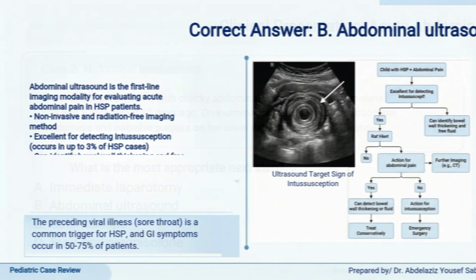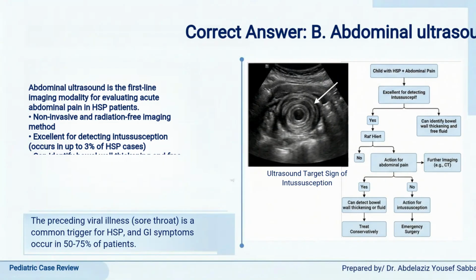The correct answer is option B, abdominal ultrasound. Abdominal ultrasound is the first-line imaging modality for evaluating acute abdominal pain in patients with Henoch-Schönlein Purpura. It has several important advantages in this clinical context. It is non-invasive and does not involve radiation exposure. It is excellent for detecting intussusception, which occurs in up to 3% of cases. It can also identify bowel wall thickening and free fluid in the abdomen.